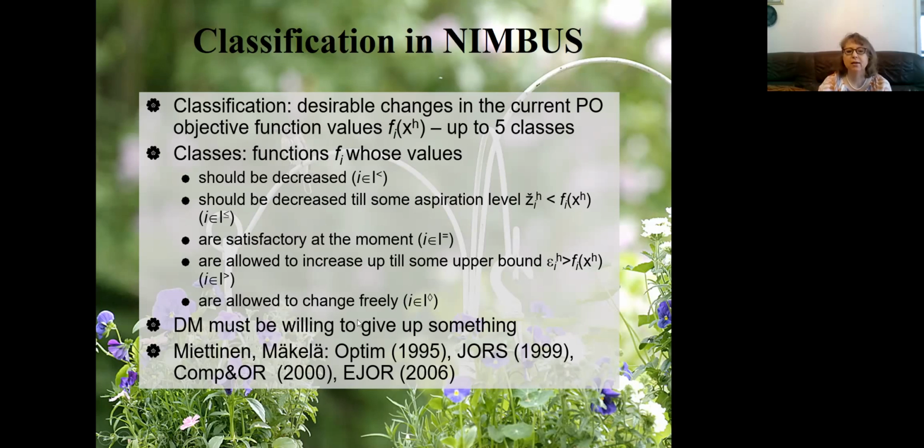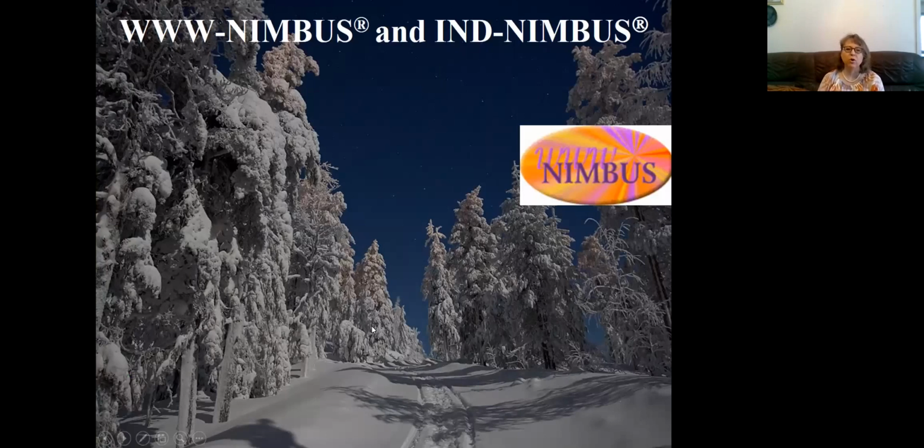Some of these classes can be empty, but there has to be something to indicate what kind of improvements one wants to make and what kind of sacrifices one wants to make. Otherwise, it's not possible to move away from the current Pareto optimal solution. And we have different implementations.